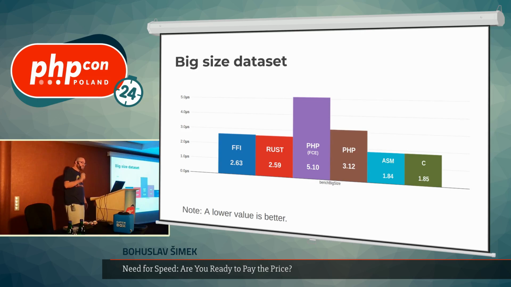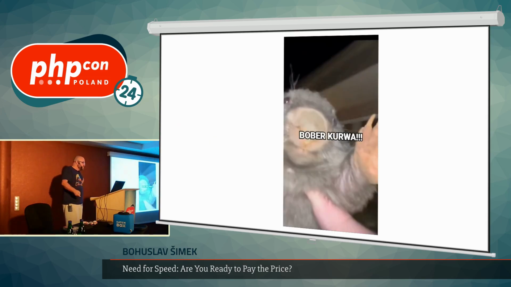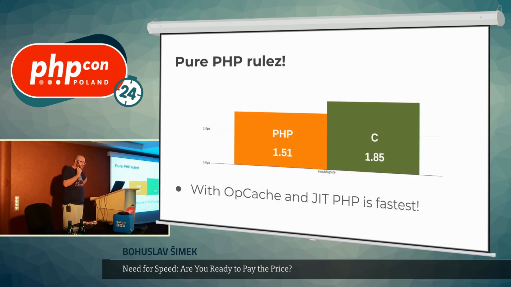Okay, but then I actually realized one small issue. I forgot to turn on Opcache and the JIT engine. So I did my measuring again, and hooray! The PHP version was actually faster. Oh my god. And now I have a problem. This is my real reaction when I saw it. So it seems Opcache and the JIT engine are really fast. And it actually really helps me.